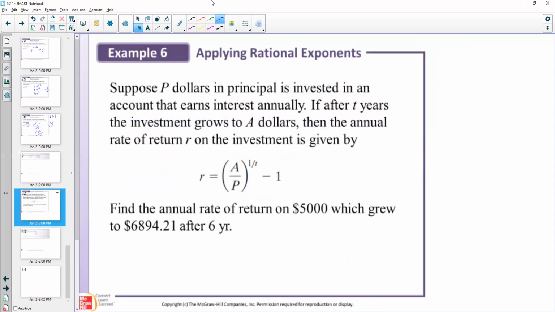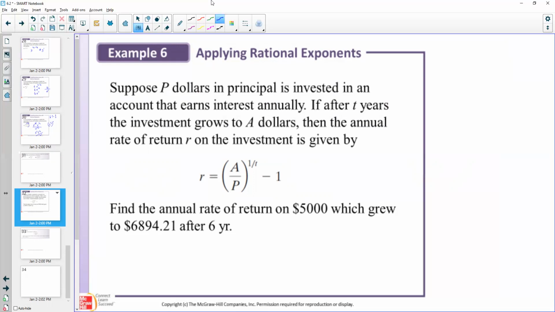All right, one last thing. Suppose that P dollars in principal, a certain amount of money, is invested in an account that earns interest annually. This is what we do with those fractional exponents. After a certain number of years, your investment grows to a certain amount in dollars, and this is the rate of return. So find the annual rate of return on $5,000, which grew to $6,894 after 6 years.